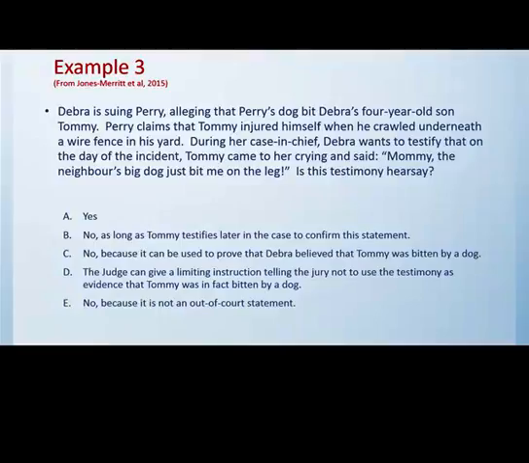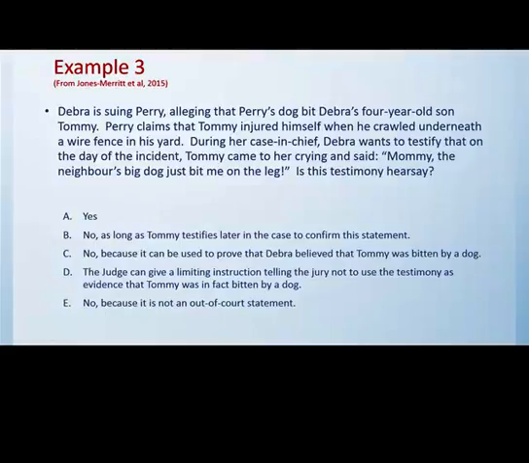Take a few minutes to select one of the answers A, B, C, D or E. A, yes it is hearsay. B, no, it's not hearsay if Tommy testifies later to confirm the statement. C, no, because it can be used to prove that Deborah believed Tommy was bitten by the dog. D, the judge can give a limiting instruction telling the jury not to use this testimony as evidence that Tommy was in fact bitten by the dog. Or E, no, because it's not an out-of-court statement.